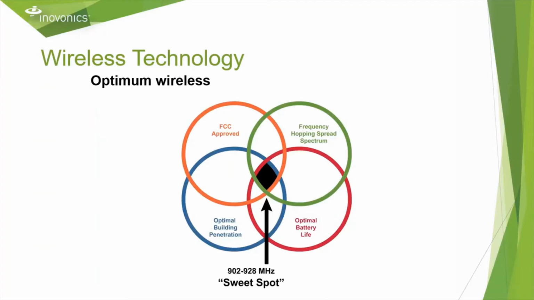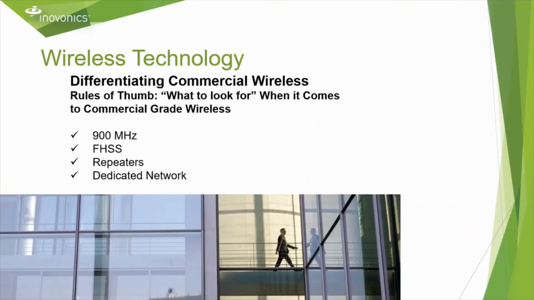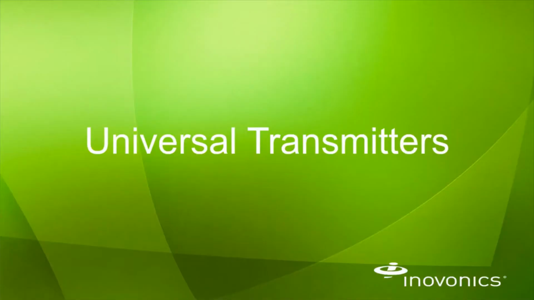Having a wireless product that is FCC approved offers frequency hopping spread spectrum, optimal battery life, optimal building penetration, and the ability to have a dedicated network with repeaters. This is why we found that the 900 MHz range is the sweet spot and fits all the needs for our customers. When it comes to commercial grade wireless, always look for 900 MHz, frequency hopping spread spectrum, repeaters, and a dedicated network. Let's now discuss Inovonics universal transmitters.